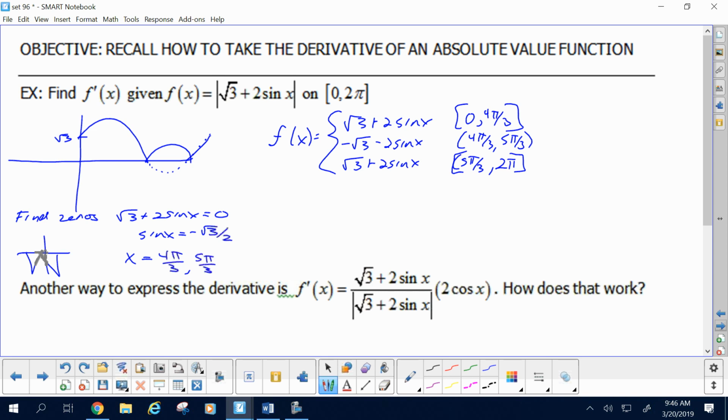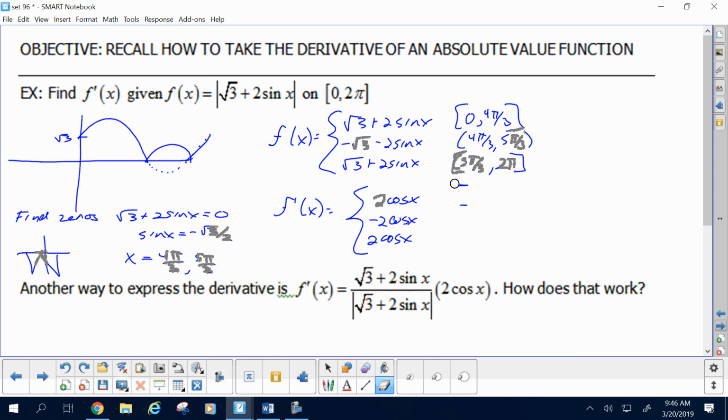You agree? Okay. So f prime then is 0 plus 2 cosine of x. So 2 cosine of x, negative 2 cosine of x, and 2 cosine of x. The only difference being, actually, now what about, the endpoints are kind of funky here. Does the derivative exist there? Is there a flex there, or should I include that? Is the derivative accurate there?